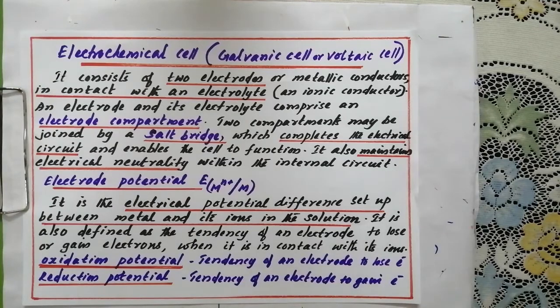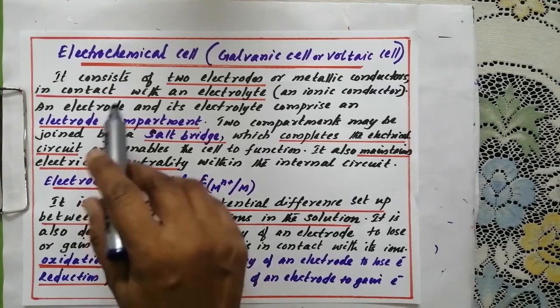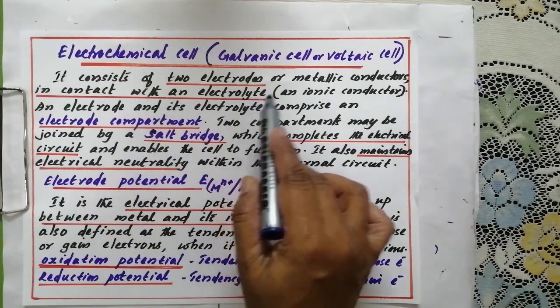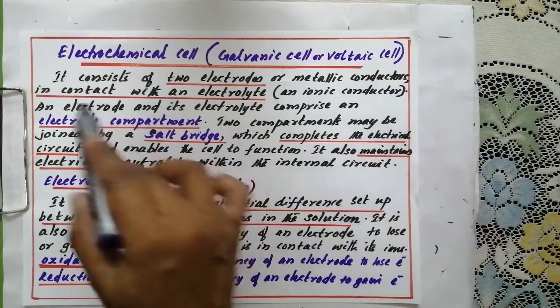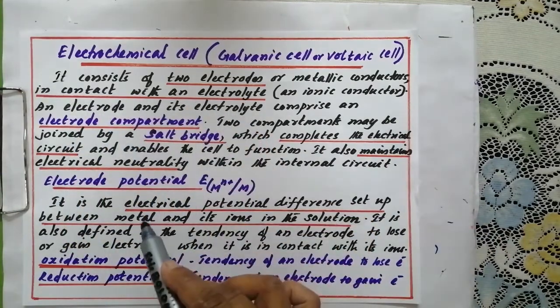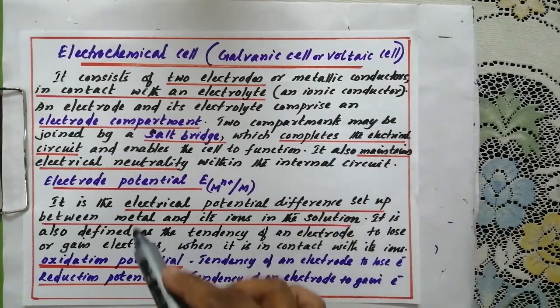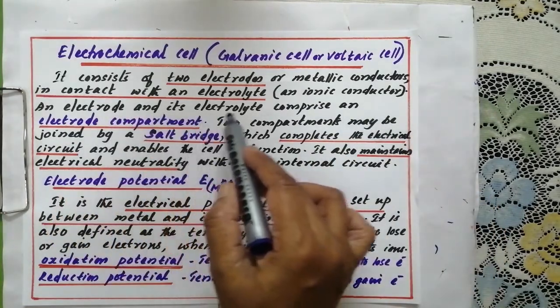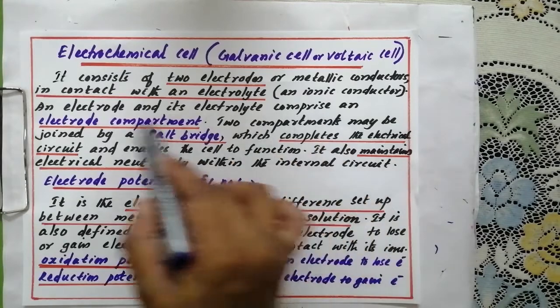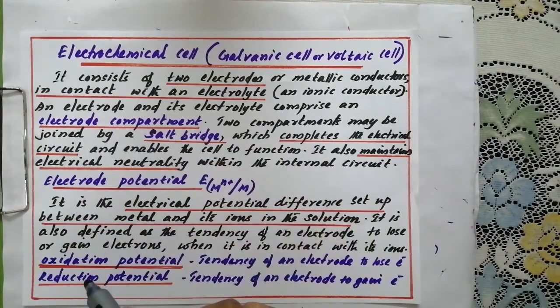In this session, I am dealing with electrochemical cell. It consists of two electrodes or metallic conductors in contact with an electrolyte. An electrolyte is also called an ionic conductor. An electrode and its electrolyte comprise an electrode compartment.